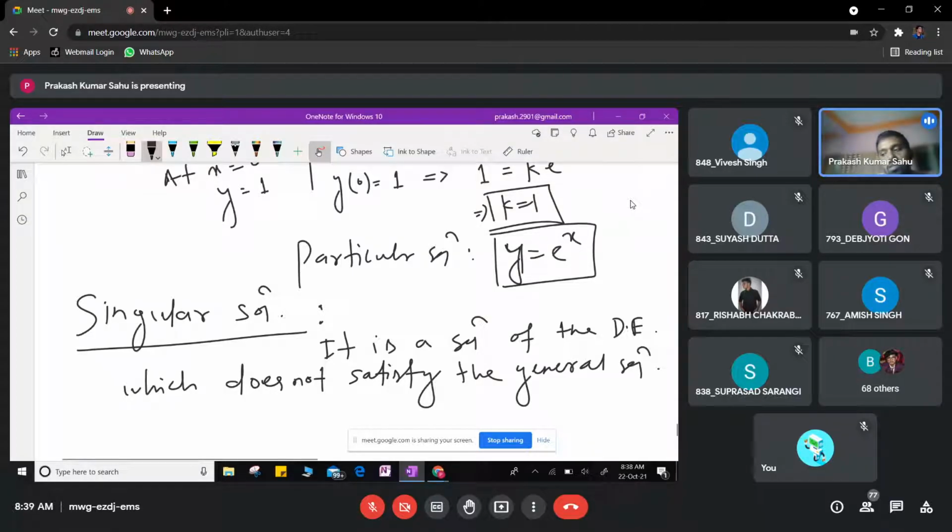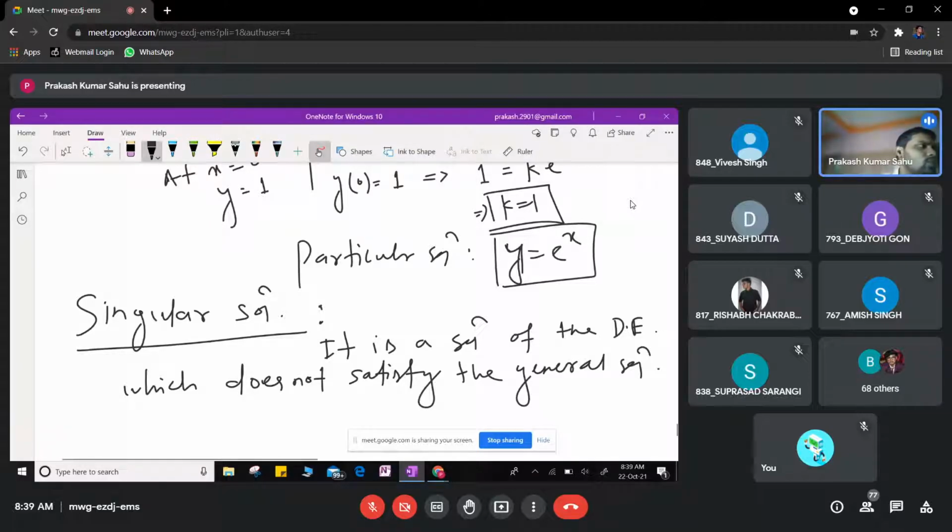That means what will a singular solution be? The general solution will be one which has an arbitrary constant. Yes or no? Normally what happens? The particular solution comes from the general solution, different solutions coming from the general solution. But the singular solution is the solution which satisfies the differential equation, but is not coming from the general solution. Okay, that is a singular solution.